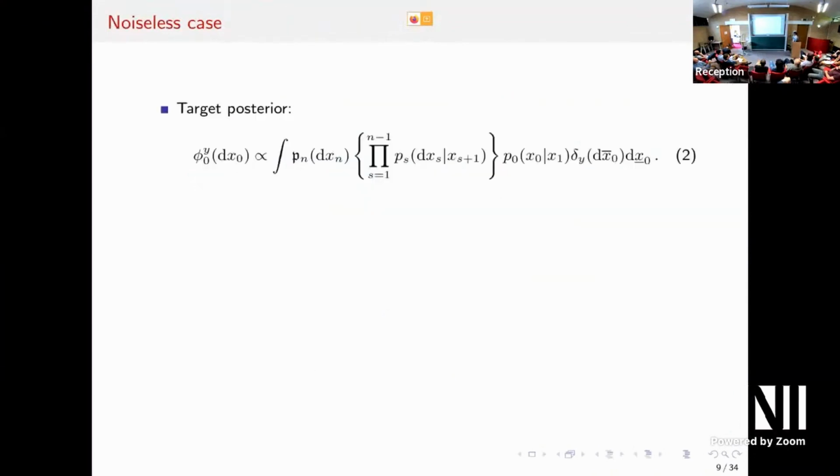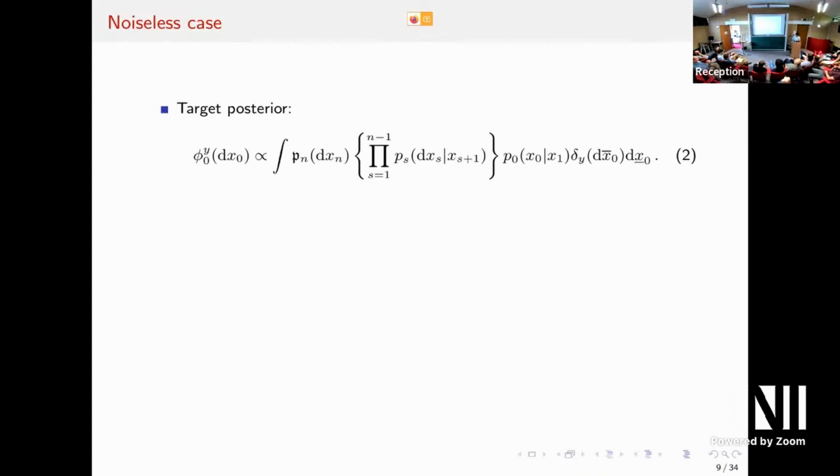So basically, let's focus first on the noiseless case, or the inpainting case. So the target posterior, if we write the full backward distribution, you have this decomposition, and the target posterior is the zero marginal of it. You can see, and everybody knows this, that it's not a good idea to try to do some Monte Carlo stuff to approximate it. So how can we do it?